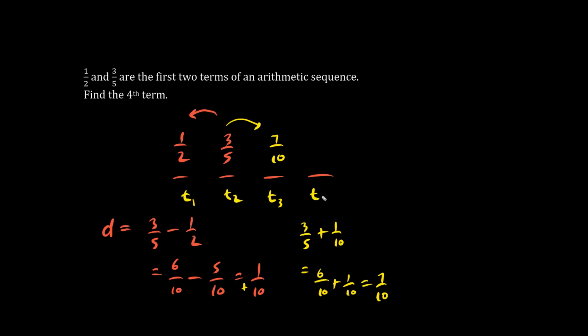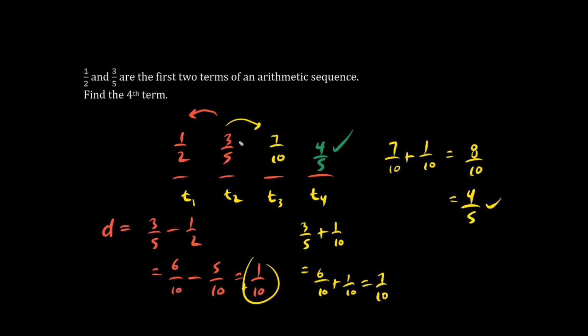And we can now solve for term 4. We take 7 over 10 and we add the common difference, 1/10. So the answer is 8 over 10, which can be simplified to 4/5. So 4/5 is the fourth term.